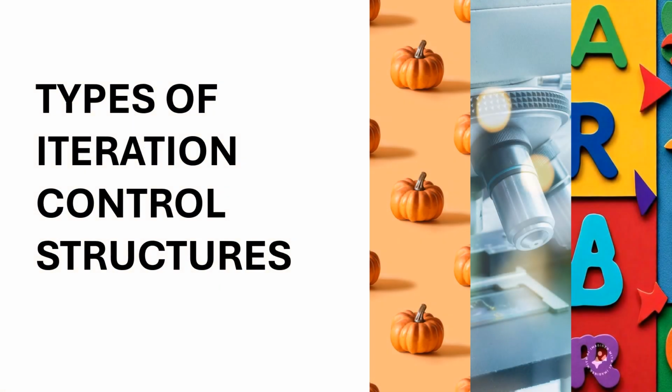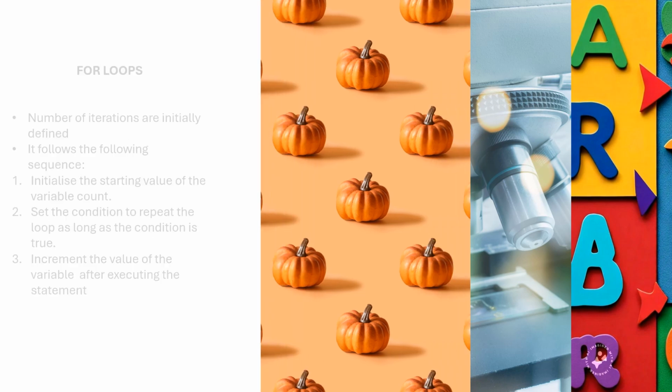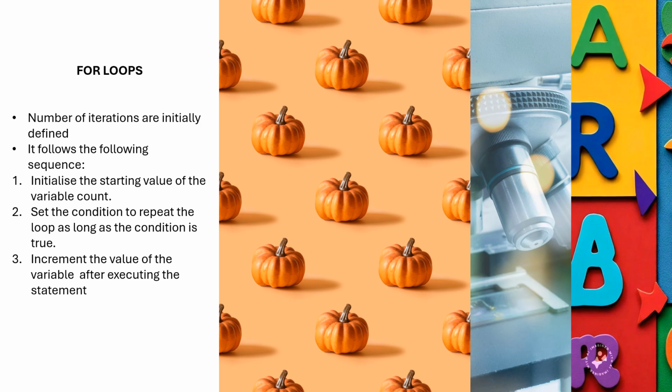Types of the iterative control structures. When we talk about the different types of iterative control structures, the first one that comes to our mind is for loops. For loops are the ones in which the number of iterations is initially defined. That means it is already defined for how many times that loop will work, or for how many times the variable will go on incrementing itself and the statement is executed.